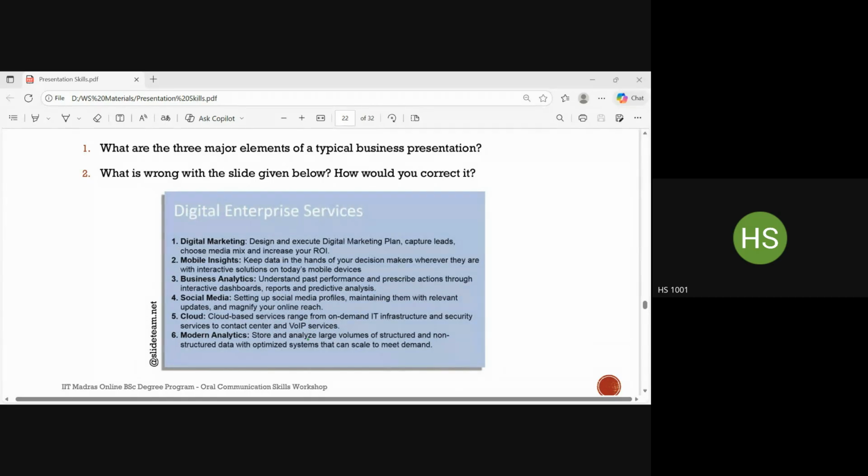What else is wrong with the slide? Just the title? Also, color combination, ma'am, the color combination is not right. Yes, what else?